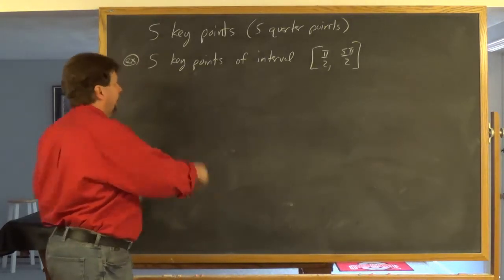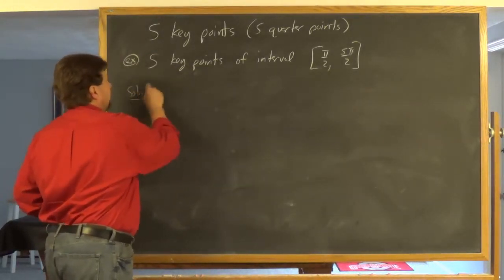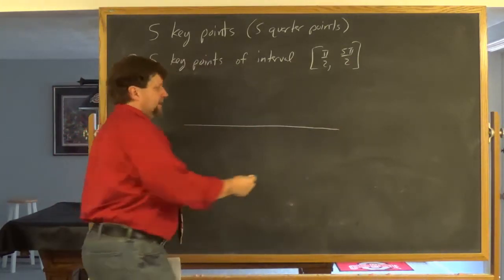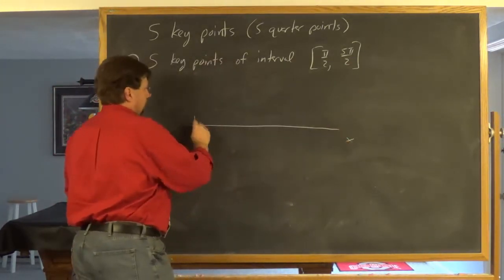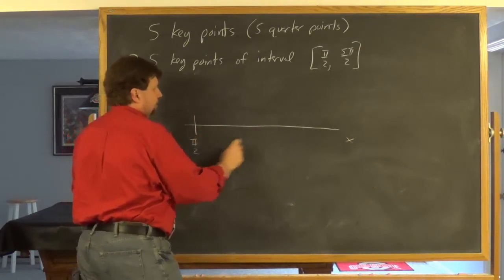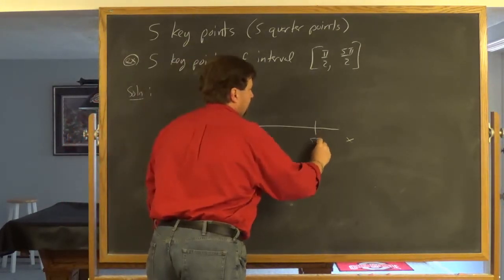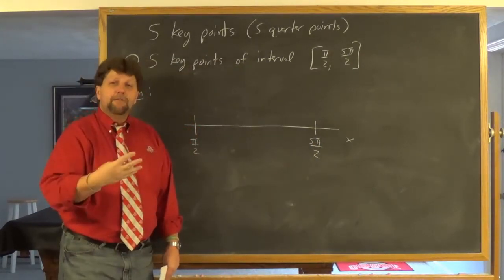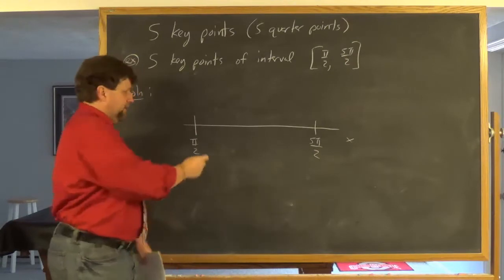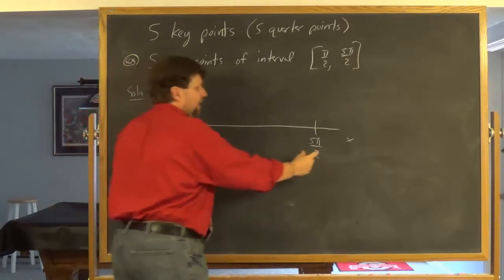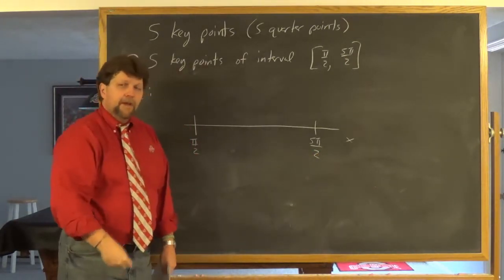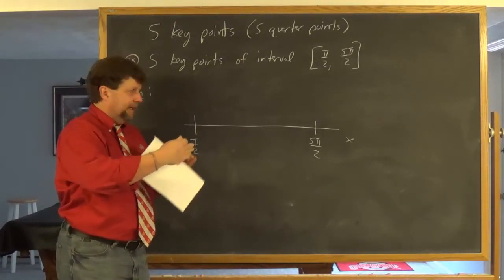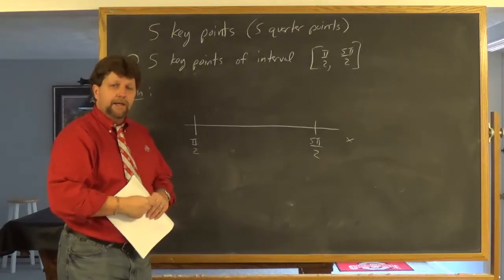If I first think of this interval as being some region on my x-axis, so here's pi over 2, and here's 5 pi over 2. We already have 2 of the 5 key points. You already have 2 of those 5 quarter points. You have the left end point of the interval and the right end point of the interval. So what's left is to get the midpoint and then the first quarter and third quarter points.